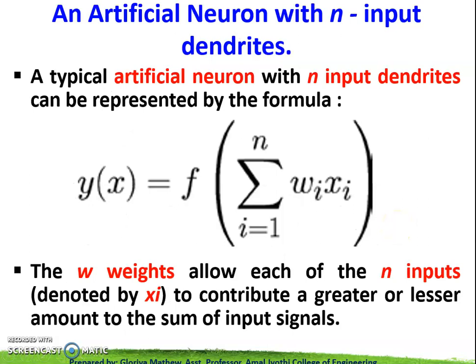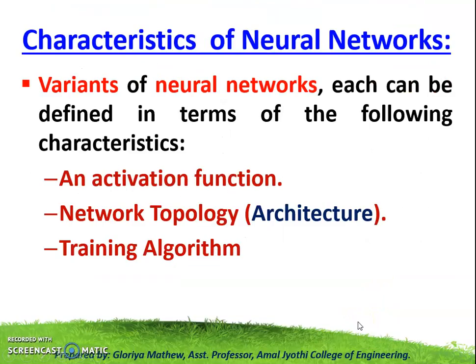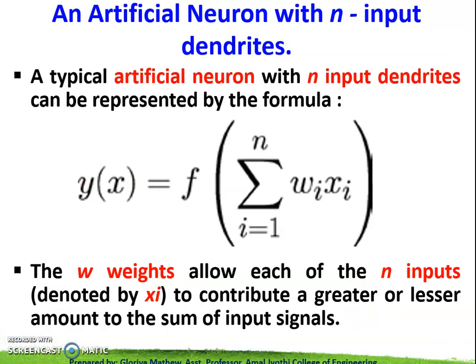A typical artificial neuron with n input dendrites can be represented by the formula given here. That is, y(x) equals f of the sum from i equals 1 to n of wi times xi. The w weights allow each of the n inputs, denoted by xi, to contribute a greater or lesser amount to the sum of the input signals. This is all about the basics of a neuron.